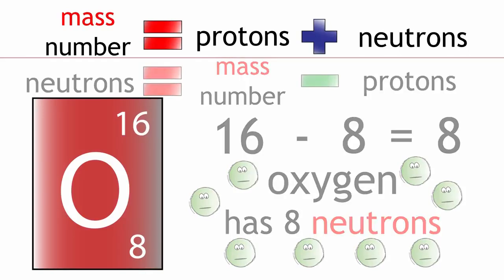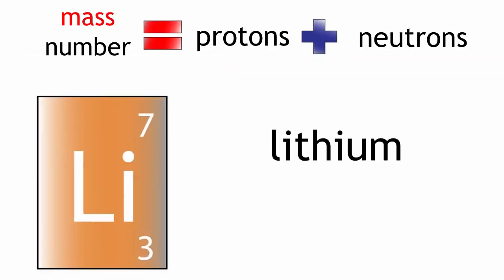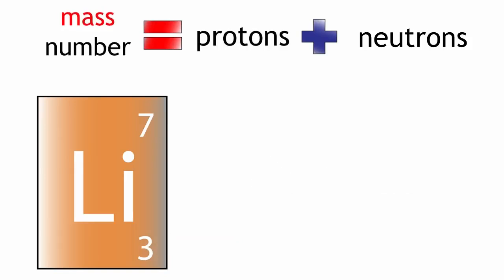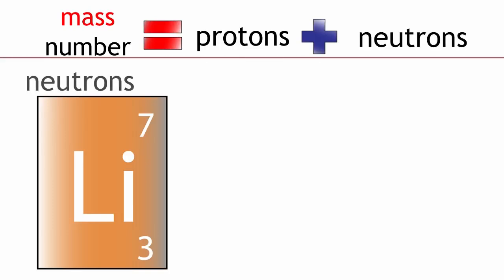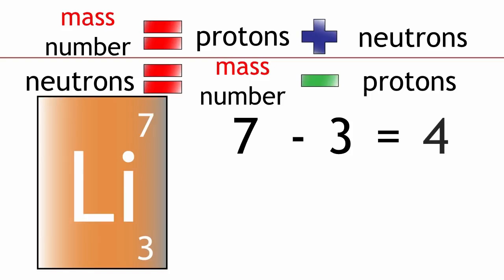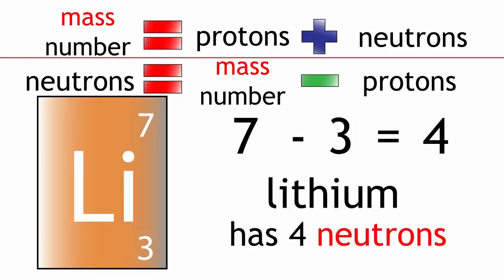Let's take another example. Lithium has a mass number of 7 and has 3 protons. How many neutrons does it have? Mass number equals protons plus neutrons. We can rearrange this to show that neutrons equals mass number minus protons. Neutrons equals 7 minus 3 equals 4. Lithium therefore has 4 neutrons.